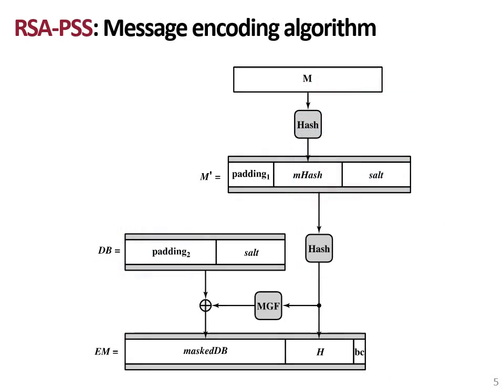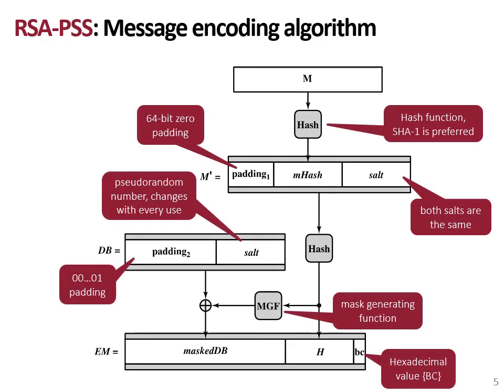And let's take a look at how the message is encoded, so how EM is generated from the original message M. So we start from the message M, which is then given as input to a hash function, for example SHA-1, but any other hash function could be used as well, to create a hash of the message M.